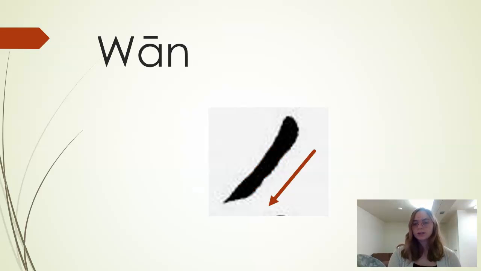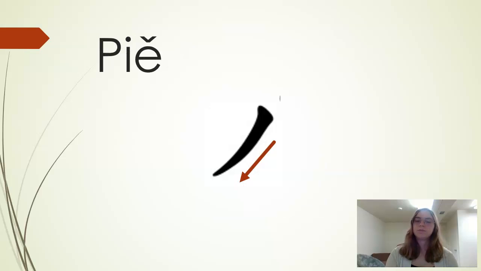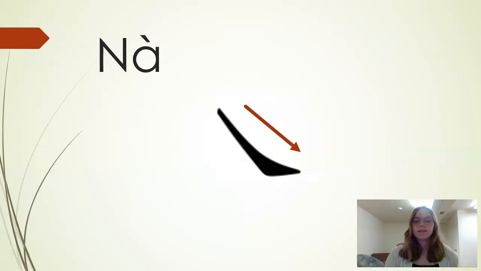And then we have Wan. Wan is a long stroke that goes diagonal from the upper right down to the bottom left. And then we have Pie. It also goes from the upper right to the bottom left diagonally. And the difference between Pie and Wan is that Wan is longer and it also is most of the time connected to another stroke in a character, which we will see later on. And then finally we have Na. Na is a long line from the upper left diagonally to the bottom right.